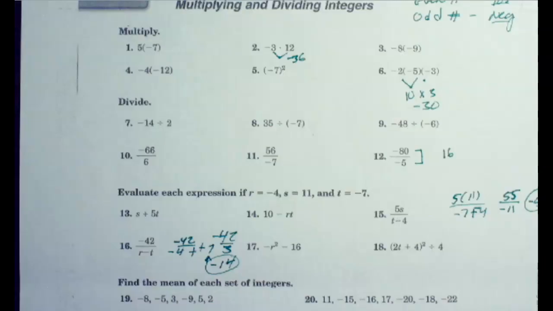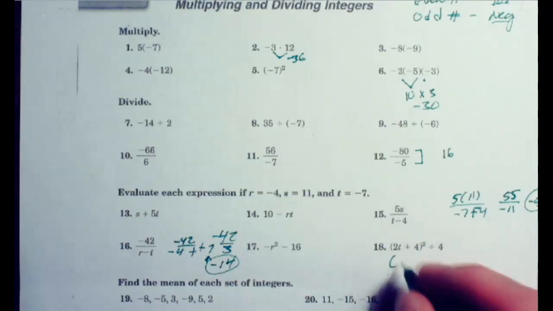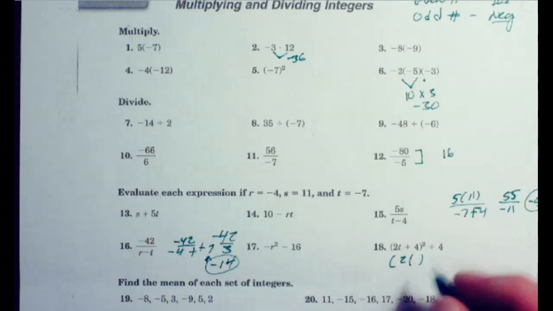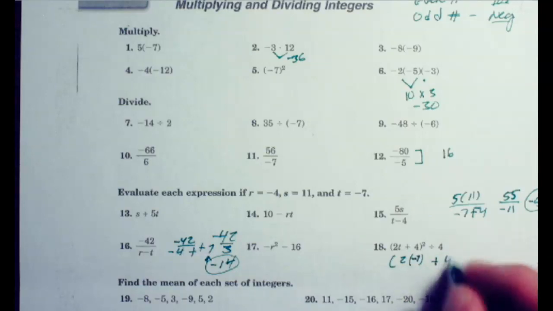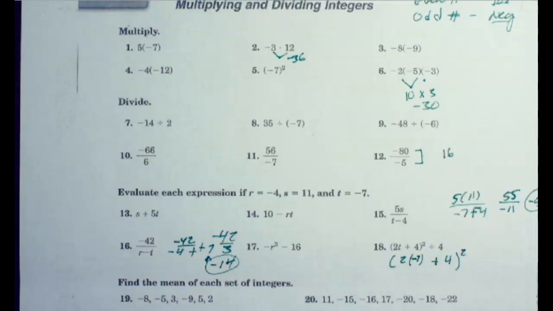Okay, so let's take a look at 18. This looks to be a challenging problem. We're just going to do the same thing I always do. We're just going to substitute stuff in. So we have a 2, and put the parentheses. T is negative 7, so that's 2 times negative 7. We're going to go plus 4, and then we've got an exponent out there. We have to square the whole thing and then divide it by 4.